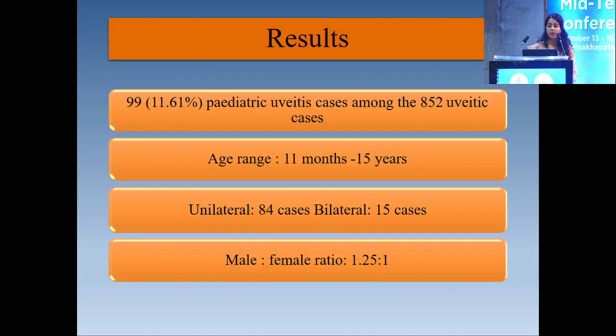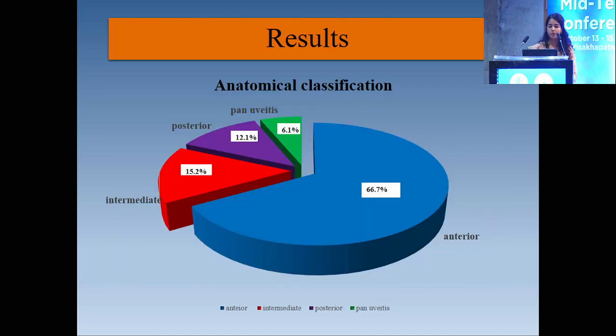Among the 852 uveitic cases, 99 pediatric uveitis cases were included. Age range was 11 months to 15 years. Unilateral cases were 84 and bilateral 15. Male to female ratio was not significant. According to anatomical classification, two-thirds of the patients, that is 66.7%, had anterior uveitis, intermediate uveitis was 15.2%, posterior was 12.1%, and panuveitis cases were 6.1%.